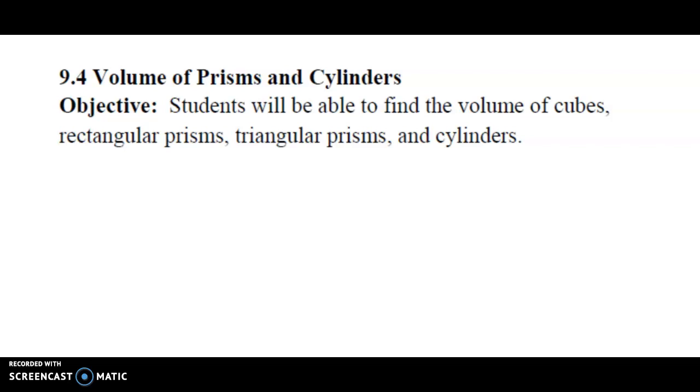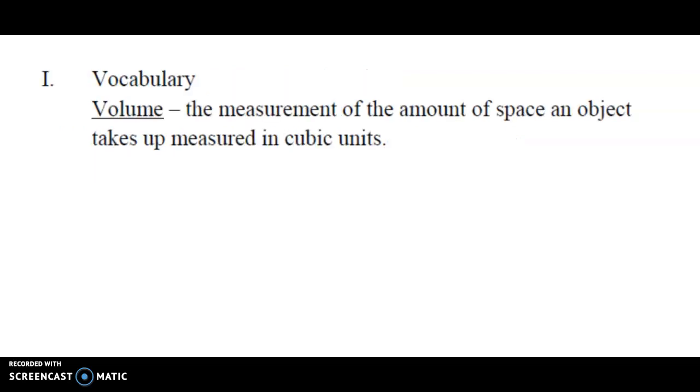Today we're going to talk about 9.4 volume of prisms and cylinders. Volume, by definition, is the measurement of the amount of space that an object takes up, and it will be measured in cubic units. What that means is the unit will have an exponent of 3. For example, it'll be feet cubed. And we're trying to figure out how many cubes would fit in that object.